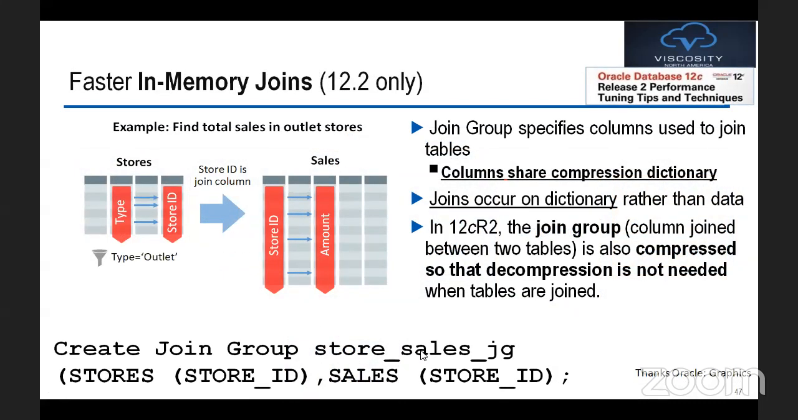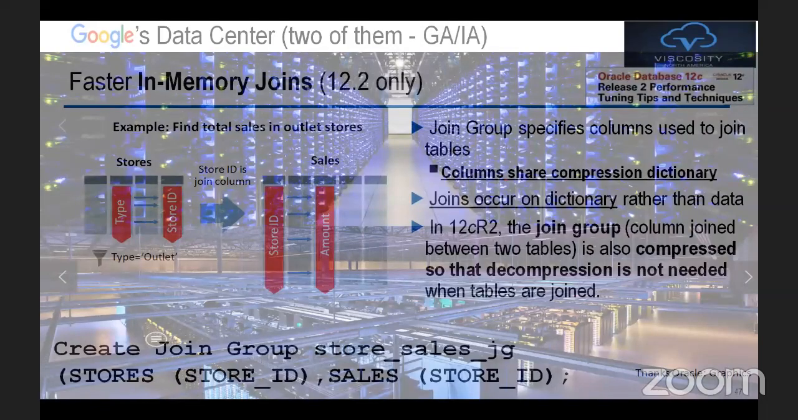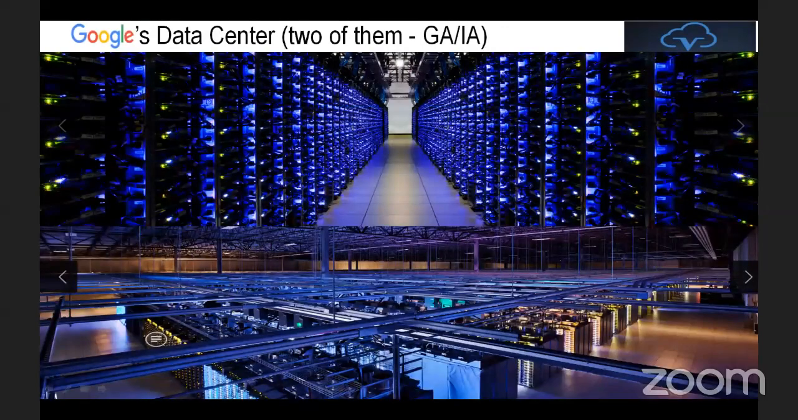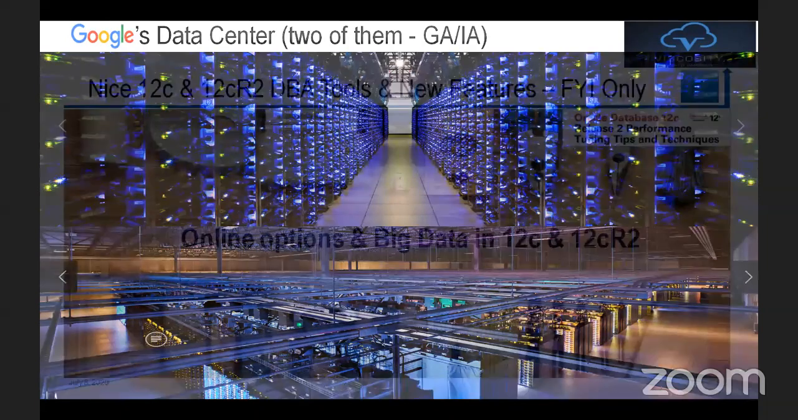Create a join group is a new thing in 12.2 as well, where I'm joining two different tables, and the join group goes in that compression dictionary, and it's already compressed, and I don't need to decompress it to look at that join. So making joins much faster. In Google's data center, I see a lot of memory, a lot of flash.